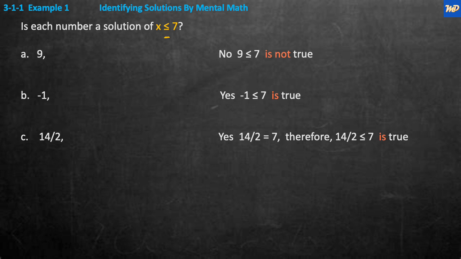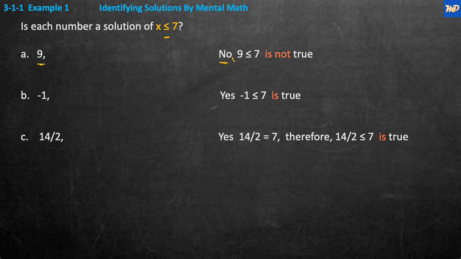How about for problem A? Is 9 less than or equal to 7? No, it's not, because 9 is not less than or equal to 7. It is not true. 9 less than or equal to 7 is not true. 9 is greater than 7.